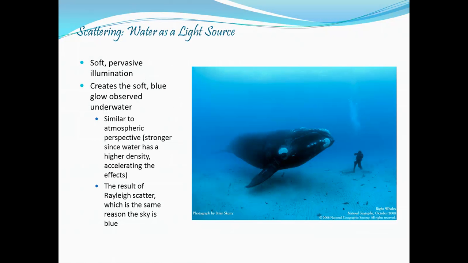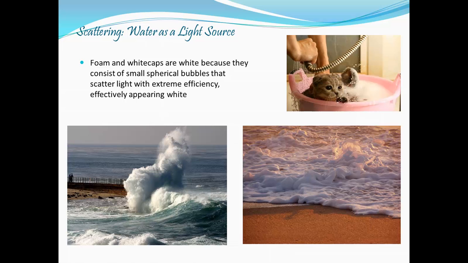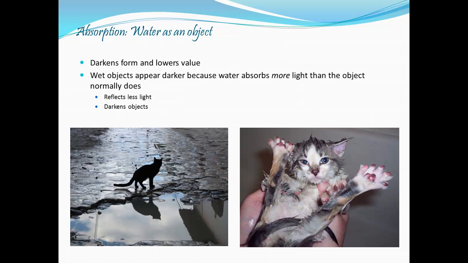When water scatters light, it creates a soft, pervasive illumination, and is responsible for the soft blue glow observed underwater, similar to atmospheric perspective. Sunbeams are created as light passes through water, scattering preferentially forward. Foam and whitecaps are white because they are made up of small bubbles that scatter light very efficiently.